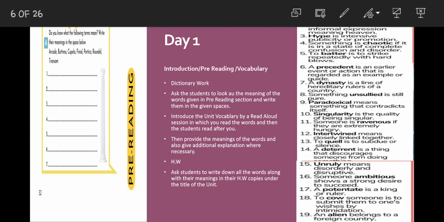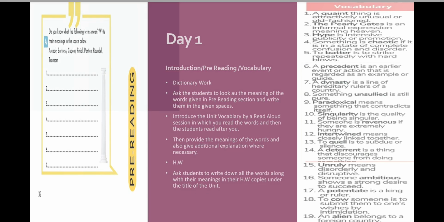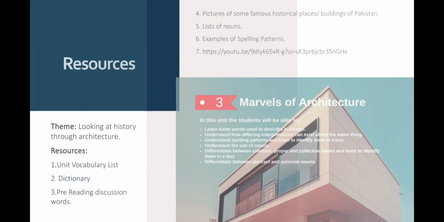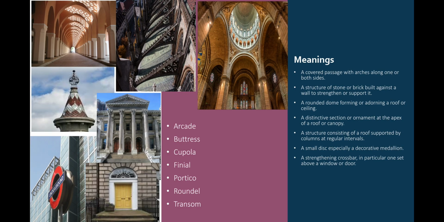Now, in the pre-reading section, the words that were given were all related to architecture somehow. So I have collected pictures of not only the meanings but also the pictures. So, arcade, buttress, cupola, finial, portico, roundel, and transom.